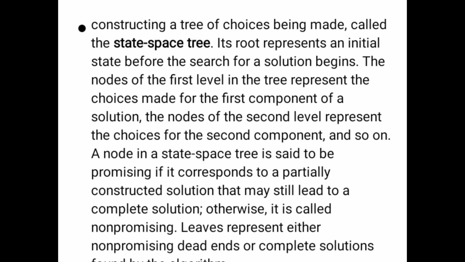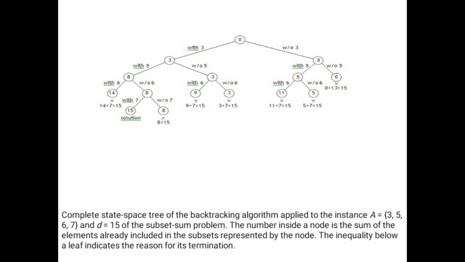In the majority of cases, a state space tree for a backtracking algorithm is constructed in the manner of depth first search. Now we'll see here. This is a depth first search, the state space tree which is constructed for a set of elements. Now we will see how this state space tree is constructed. The state space tree can be constructed as a binary tree as shown in the diagram.